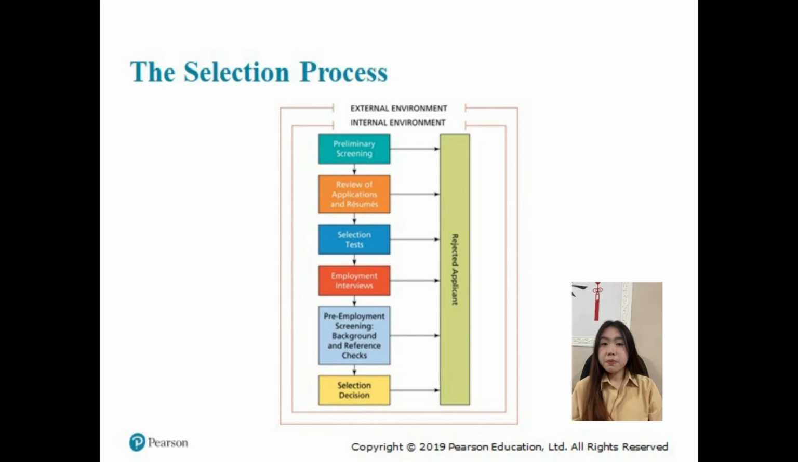The selection process may vary from company to company. This process starts with preliminary screening. Next, review of application and resume. Then they progress through a series of selection tests, one or more employment interviews, and pre-employment screening including background and reference checks. Notice that an applicant may be rejected during the selection process.